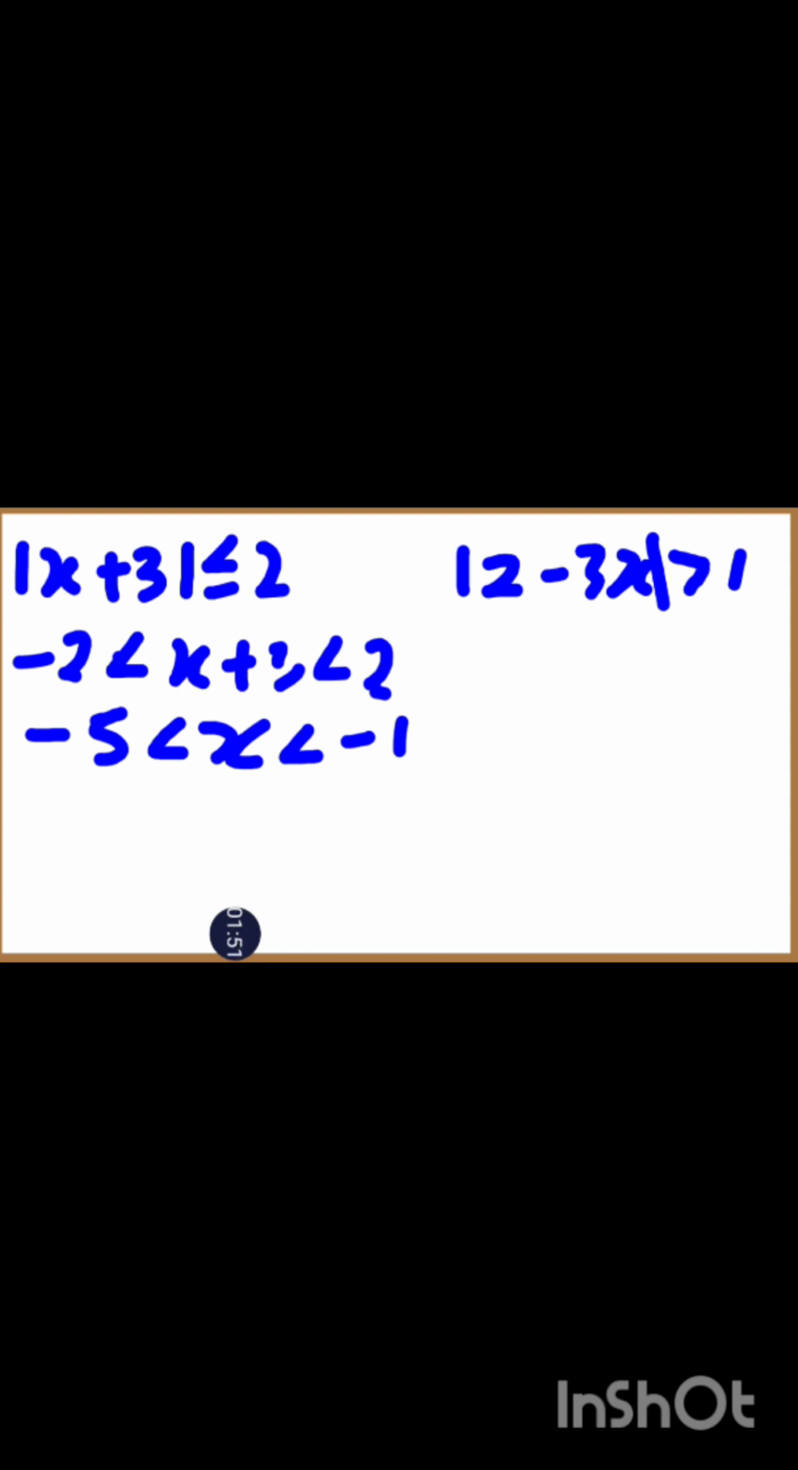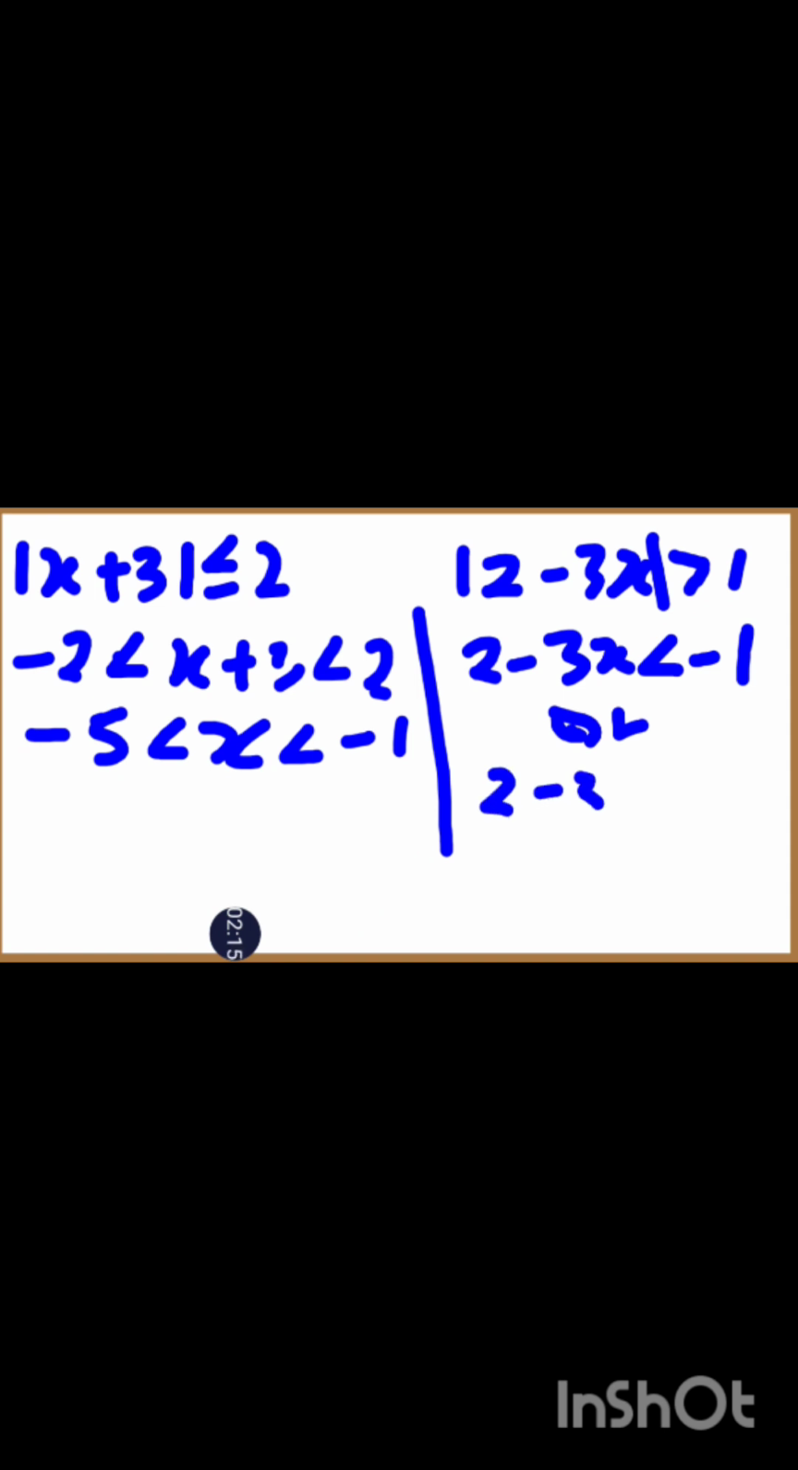Now here, we are going to use the second property, which says the absolute value of f of x greater than 1 means 2 minus 3x less than negative 1 or 2 minus 3x greater than 1.